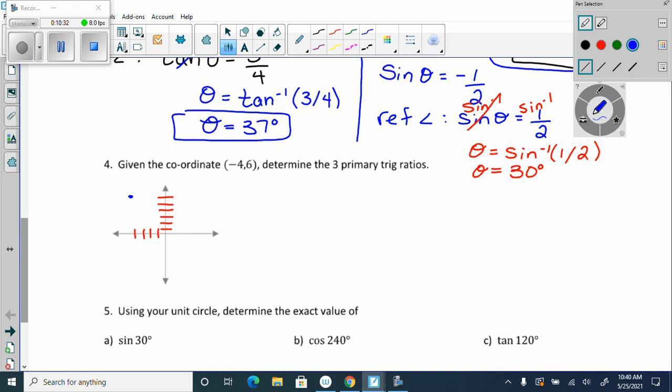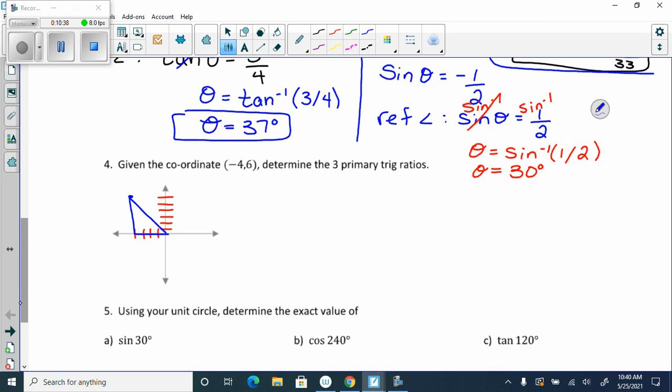Okay. -4 and 6. And then we draw our reference triangle. So it's always the bow tie triangle, the one towards the x-axis. Now we know x and we know y. So x equals -4. Y equals 6. We need to find r.